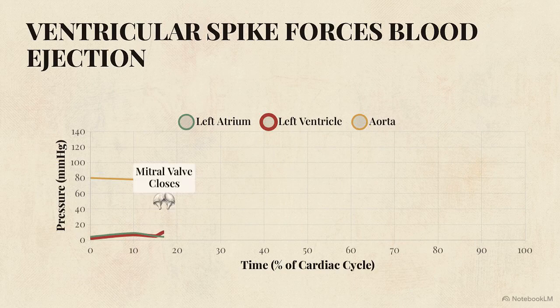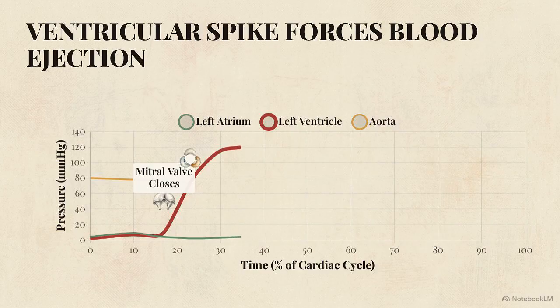Then the ventricle begins to contract. Look at the red line. Pressure spikes instantly. The precise millisecond that ventricular pressure exceeds atrial pressure, the fluid tries to move backwards, which slams the atrioventricular valve shut. The ventricle continues to squeeze until its pressure curve crosses above the resting pressure of the aorta.